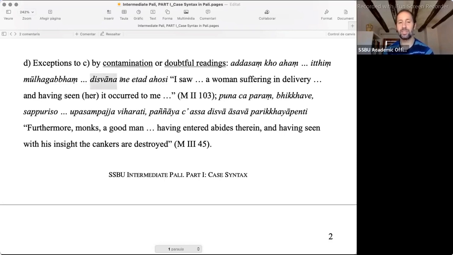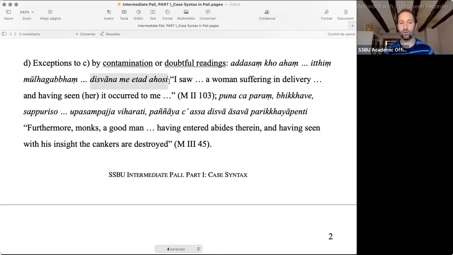But here, what is the subject of this absolutive? It's not the subject of ahosi. Actually, the subject of this one is aham. And that's because we have a sentence previously, with the verb adasam, which is first person singular. So aham adasam, I saw ittim, or aham ittim adasam. And because of the contamination, the influence of this previous sentence, this absolutive that actually belongs to this sentence still has the subject of the previous verb and not this one.